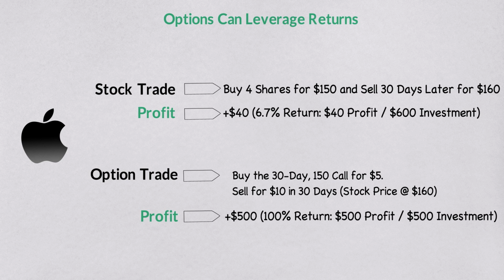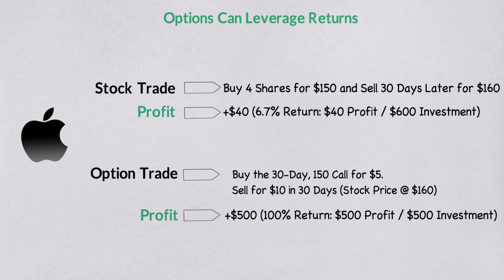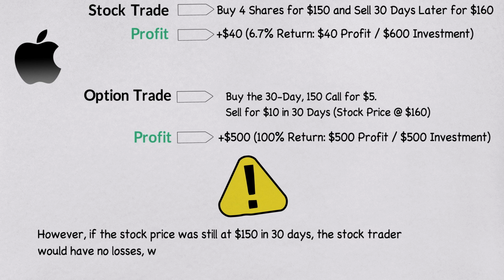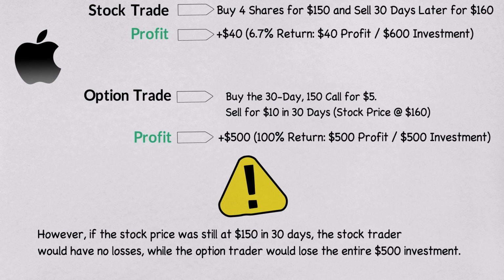So clearly you can see that by trading an option, you can leverage your returns immensely relative to just a simple stock trade. Now, unfortunately, it's not all good news when trading options, because if the stock price had stayed right at $150 over that 30-day period, then the trader would have lost the entire $500 investment in that option.